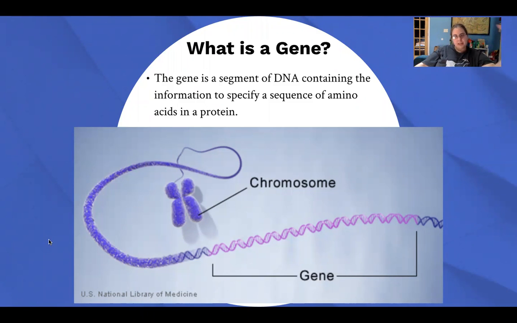Now, how it codes for that is because within that sequence of bases, it contains the information for the order of the amino acid chain that would be used to create a protein.